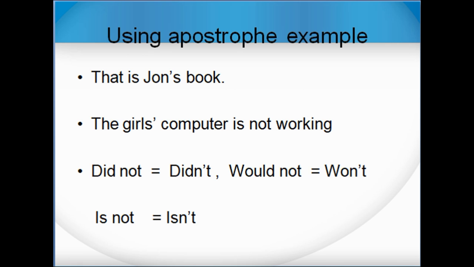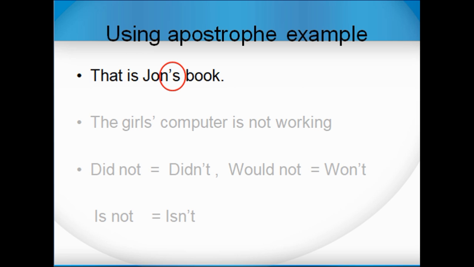So let's focus on the first example. That is John's book. John is a singular person, he's one person. And to show that the book is John's, we use an apostrophe and place an S behind that apostrophe to show ownership, who the book belongs to, John. Because we want to show ownership, we place an apostrophe and an S, because John is one person, to show that the book belongs to John.